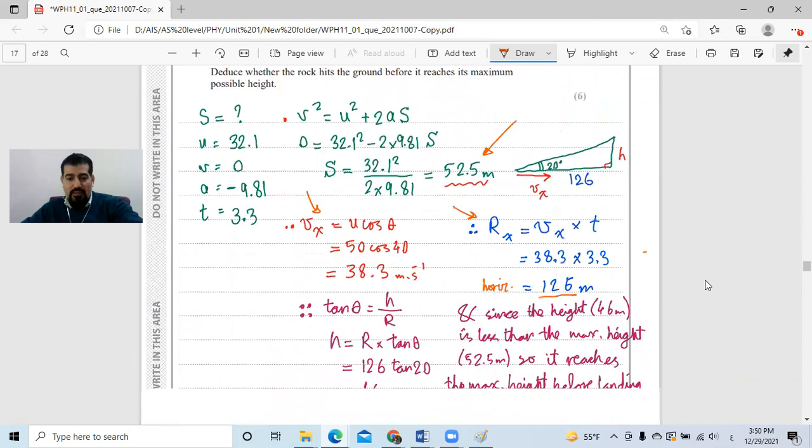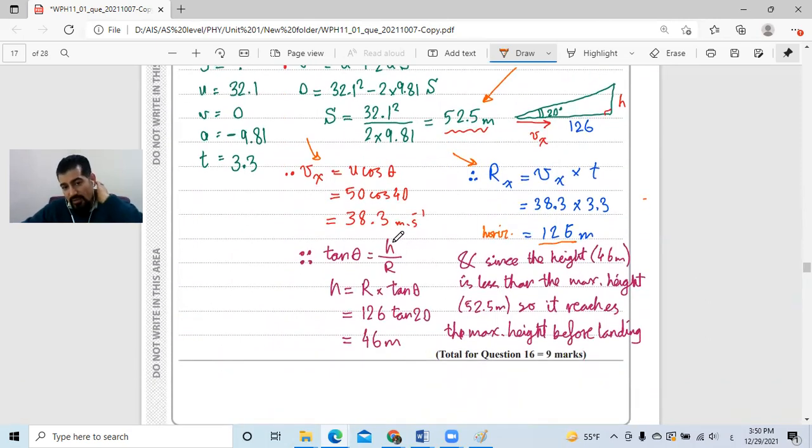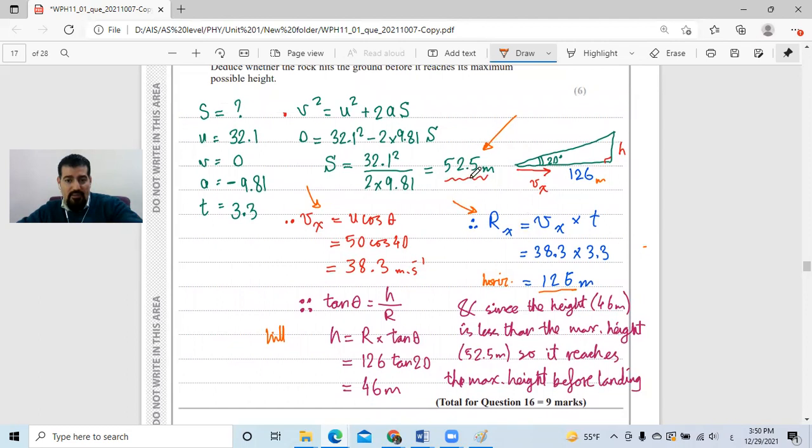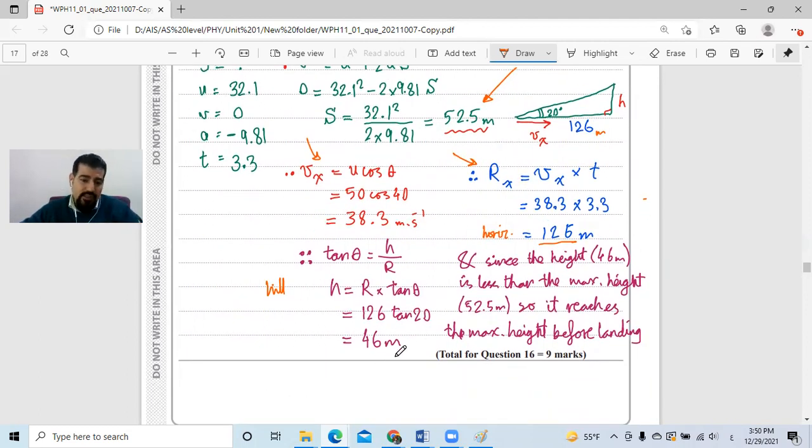Then we used tan theta to compare, to know how much the height of the hill was when the range was 126 meters. By cross multiplication, it was only 46 meters with an angle of 20 degrees. And we found here that the maximum height was greater than the height of the hill, by using this distance and the time, the flying time, 3.3 seconds for the rock.